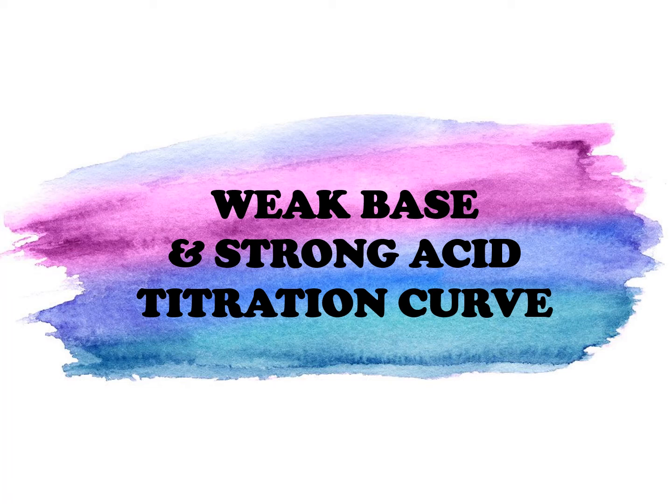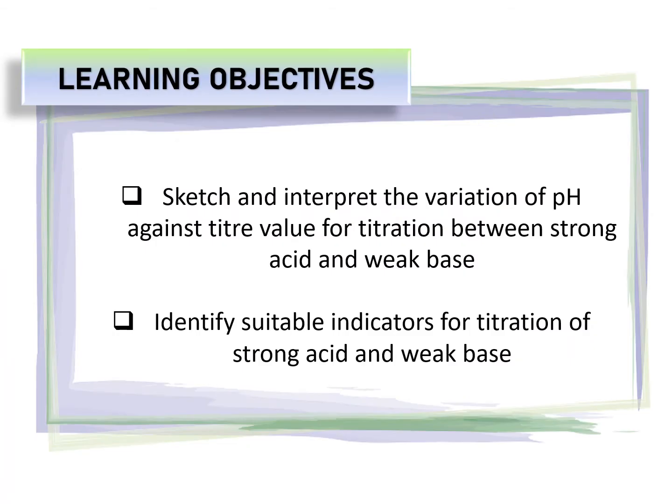So this is the last part of the 7.2 video, which is on the weak base and strong acid titration curve. In this video, the learning objective is to look at how to sketch and interpret the variation of pH against titre value for titration between strong acid and weak base, and then identify suitable indicators for titrations of strong acid and weak base. Okay, so let's look at the question.